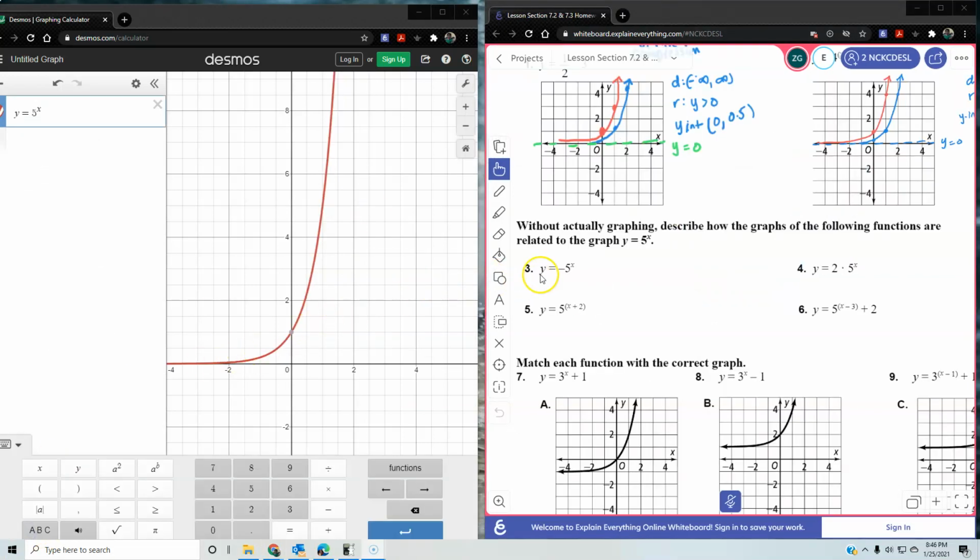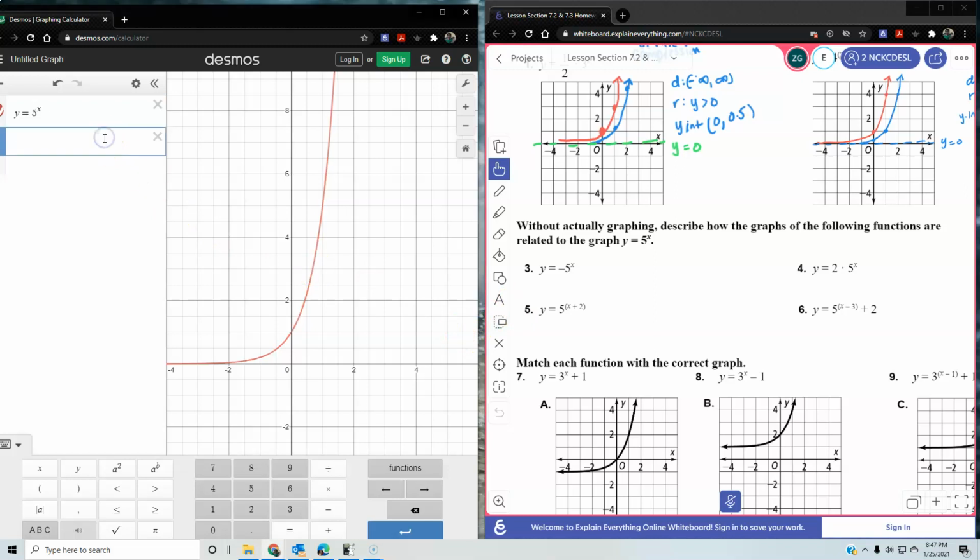Okay, it says, without actually graphing, describe how the graphs of the following functions are related to 5 to the power x. Now, y equals negative 5 to the power x. That negative is going to reflect the parent function over the x-axis, and you're going to see that here. So we have y equals negative 5 raised to the power x, and you notice that the function is reflected over the x-axis, so go ahead and write that down.